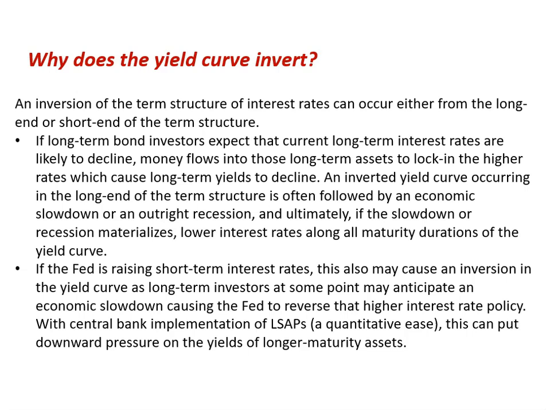With central bank implementation of LSAPs, which is a quantitative ease, this can put downward pressure on the yields of longer maturity assets. When the inversion is only to the mid-range durations, say 2-year to 5-year debt instruments, and the longer-term debt yields do not invert, this implies the financial markets only anticipate higher inflation and interest rates in the next 2 to 5 years, say, and not beyond. Hence, there is only a partial inversion of the term structure. Financial markets often assume that an inverted yield curve is a sign of an upcoming recession, because that pattern has been a reliable indicator since the 1960s.